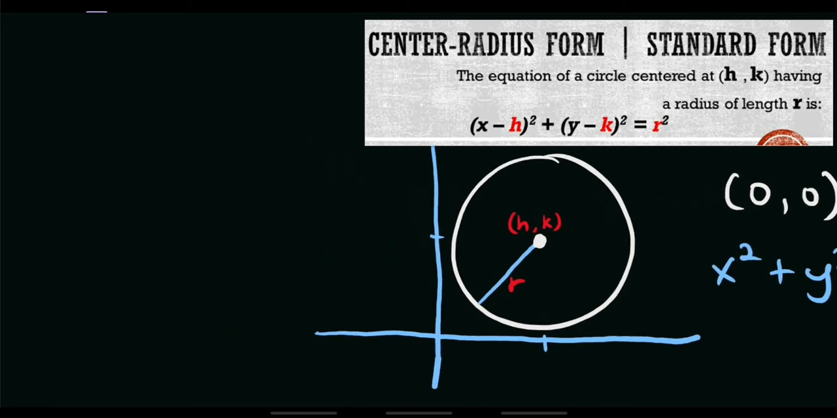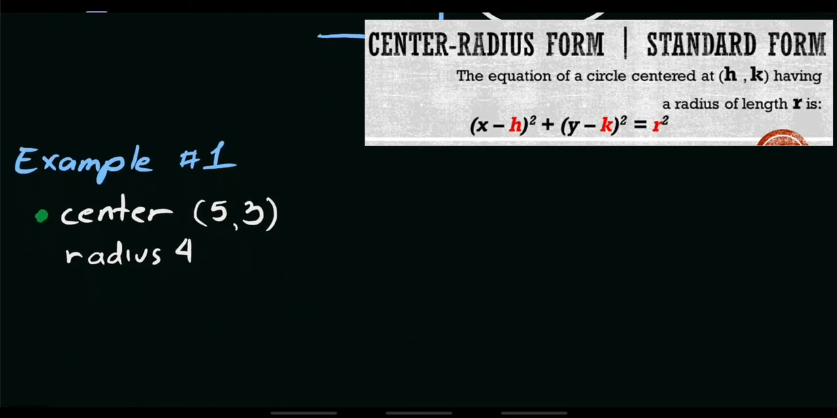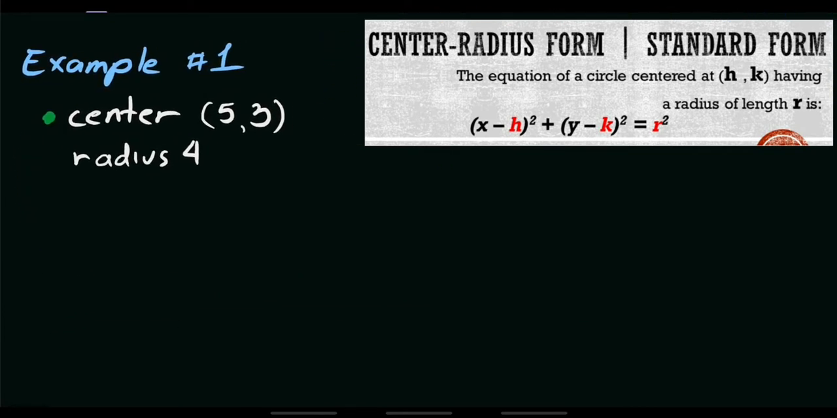Okay, now this time let's try to answer this given problem. Let's write the equation of a circle if the center of that circle is at point (5, 3) and the radius is equal to 4. Our first step to write the equation is to determine the values of h and k. Since our center is (5, 3), h will serve as the x value, or 5, and k will serve as the y value, or 3.